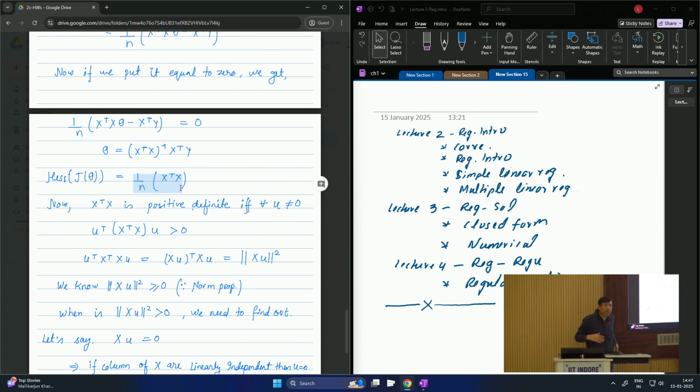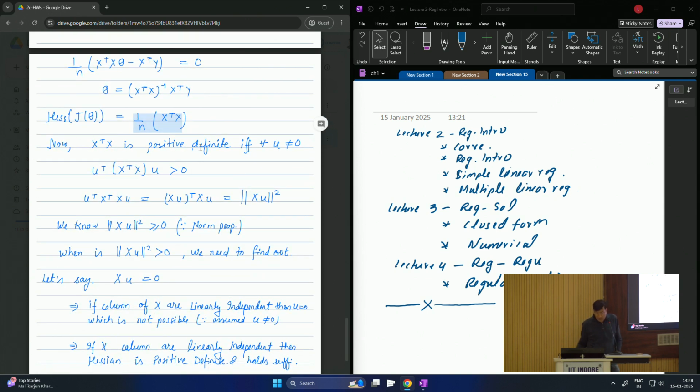So to show when this is positive definite, how do you show? You multiply with a non-zero vector on the left and a non-zero vector on the right, and you show that the scalar which comes out is positive, non-negative, or not even 0. If it is greater than or equal to 0, then it becomes positive semi-definite. If it's strictly greater than 0, then it is positive definite. So that is what is worked out here if you look at the screen.